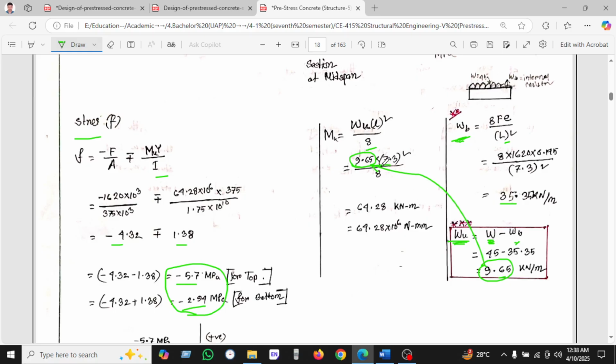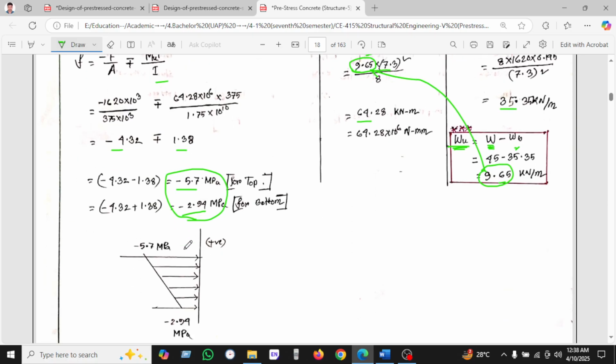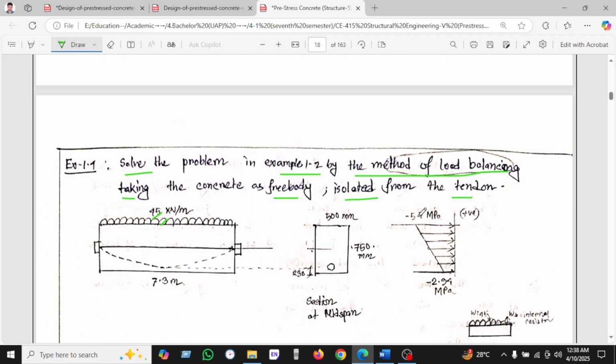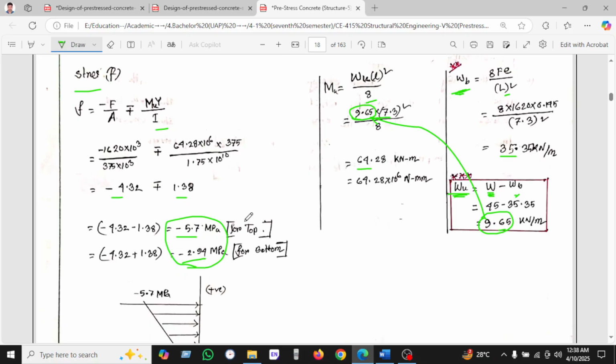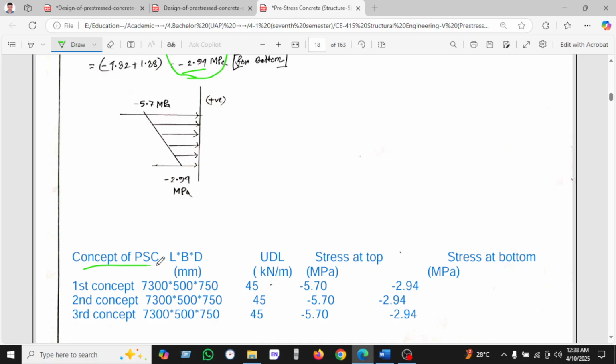We take this w, in w L square by 8, and find 64 kN per meter. So this is the balancing method. All the parameters and all the dimensions are the same. So these are the concepts we've been seeing: the first concept, second concept, and third concept.